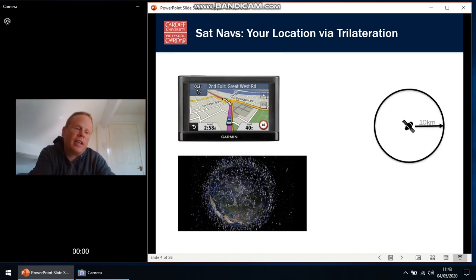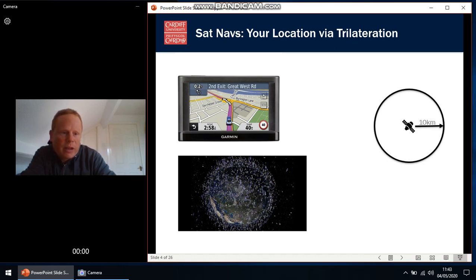So we have a satellite like this on the right-hand side. And each of these satellites continually broadcasts a speed-of-light signal saying where they are. So they are broadcasting a signal and they are saying where they are. Now, if I have something that can pick up that radio signal, I can compare the time that it was sent to the time it was received, and I can then work out how far I am from that satellite.